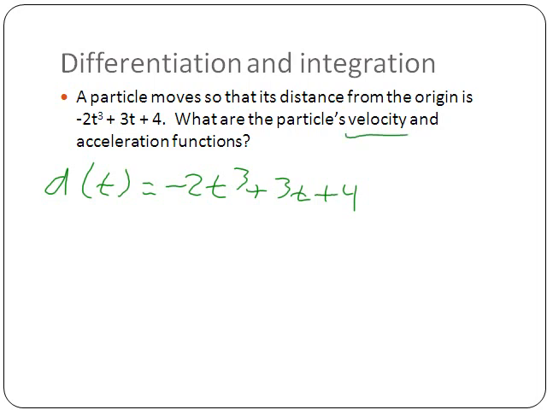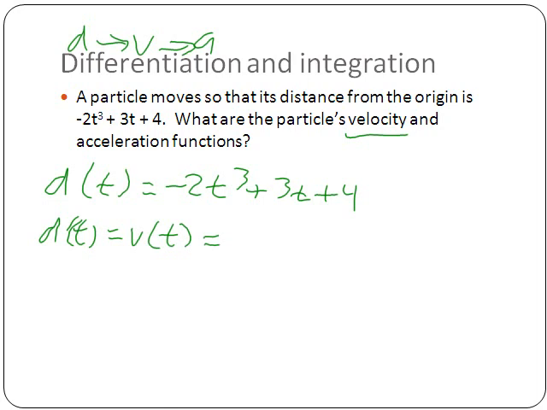Now, this is my distance function. I want to find first the velocity function. And remember that basically what we're doing is we go distance, velocity, acceleration. If we're differentiating, we are going to go this way. And so if I differentiate my distance function, I will get my velocity function. And so if I find d prime of t, that's equal to v of t. And now I just need to find what this is.